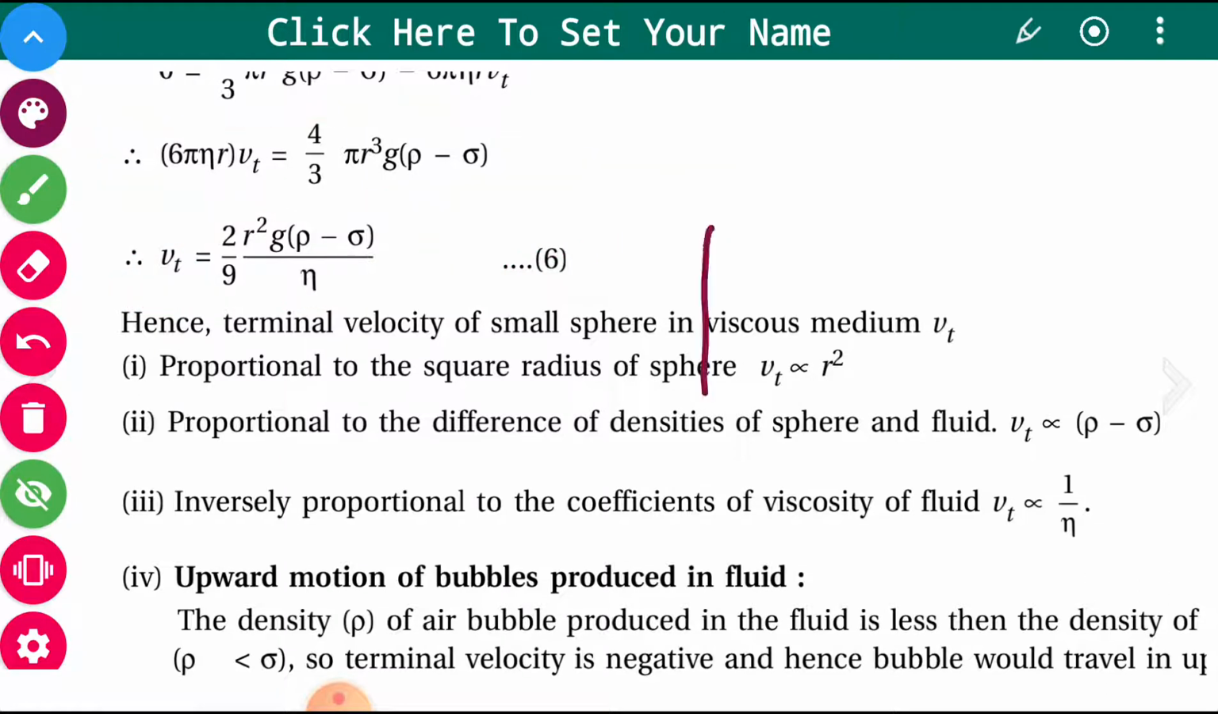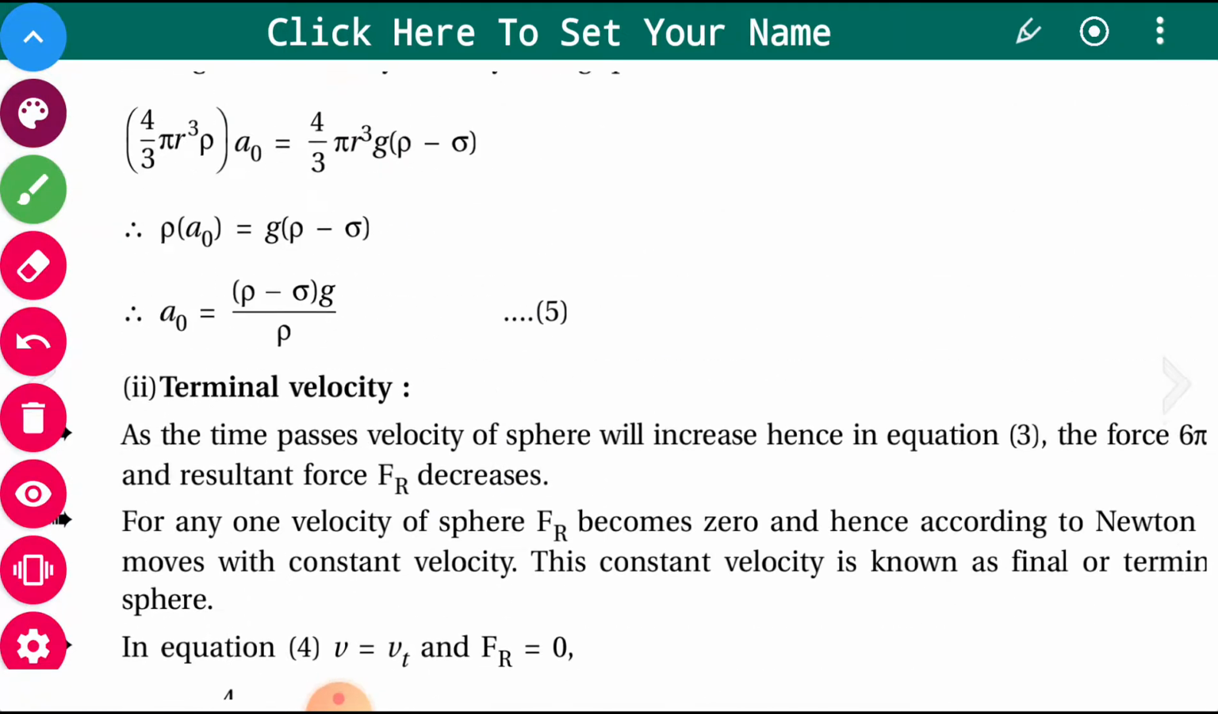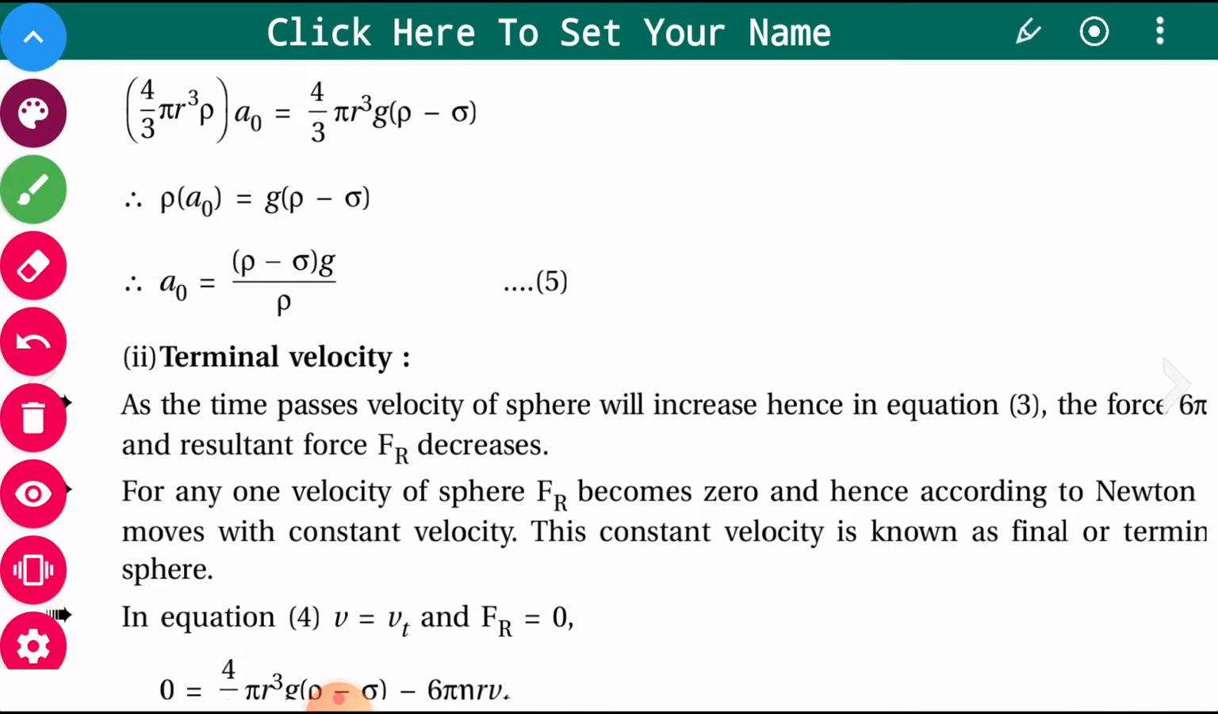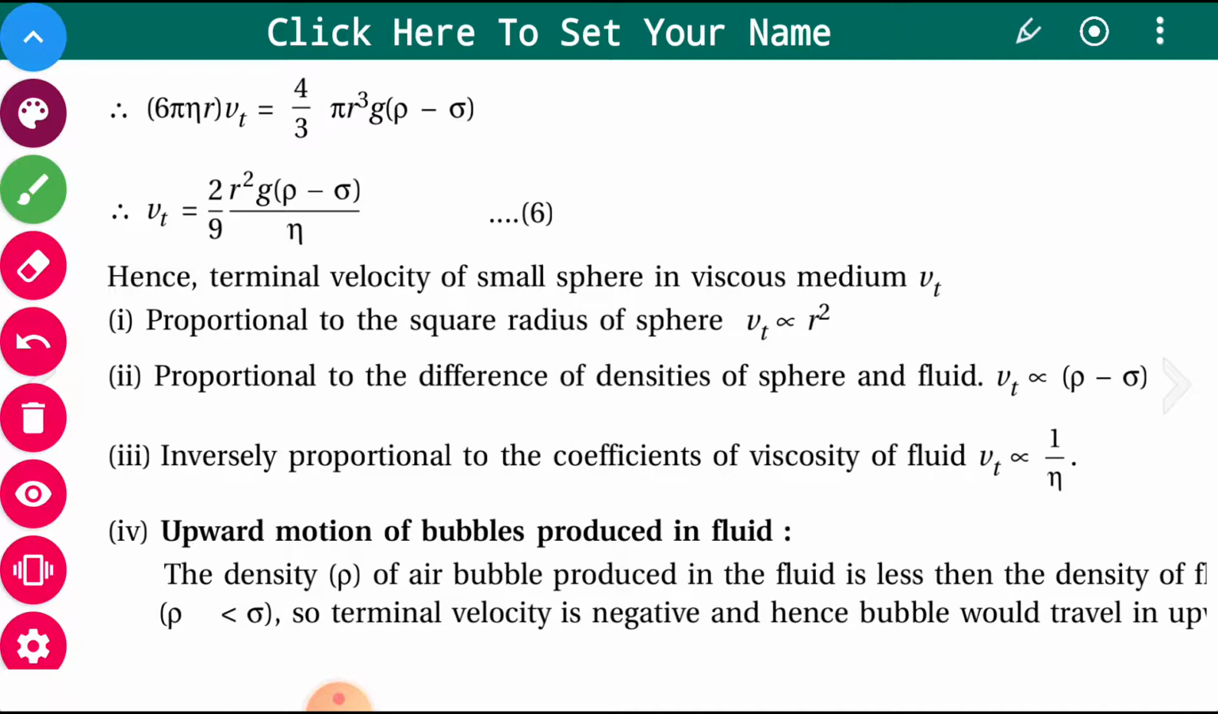This equation gives the terminal velocity, and this terminal velocity is constant. After that the object moves with the terminal velocity, that is, a constant velocity, we can say.